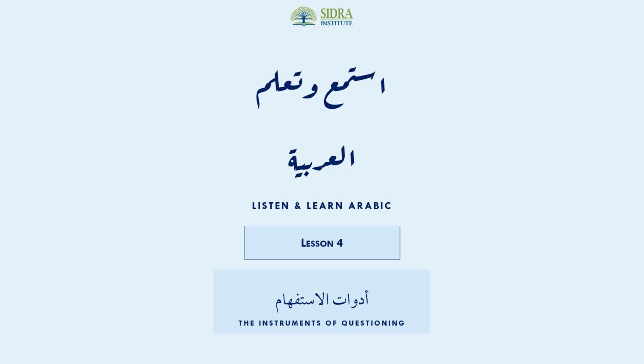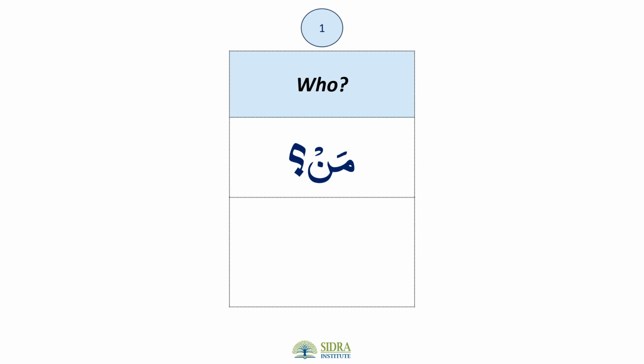Listen and learn Arabic. Lesson 4: أدوات الاستفهام, the instruments of questioning. Bismillahir Rahmanir Rahim. We have the first instrument of questioning: Man. Repeat. Man. And it means who. For example, Man anta, who are you?